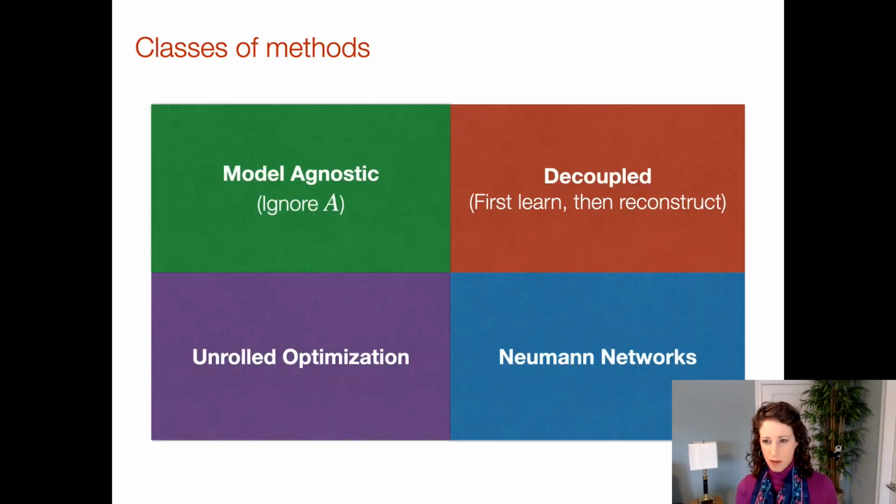Okay, so let's just start by talking about some of the core classes of methods. Within these different categories that we'll talk about, there exist many different examples, and we'll just highlight a couple to give you a flavor of the different methods that are out there. So the first category is what I call model agnostic.